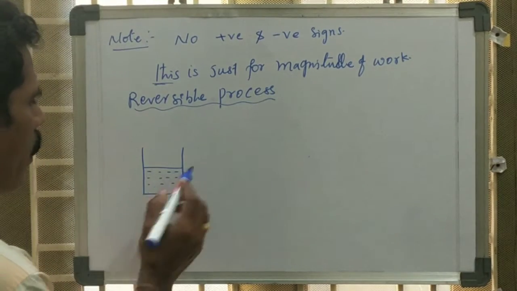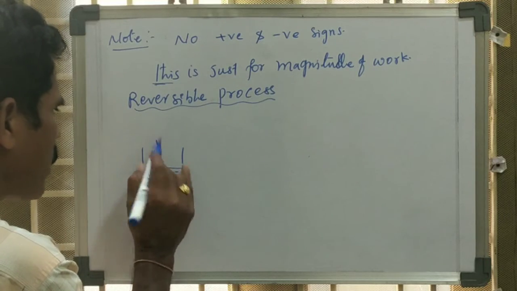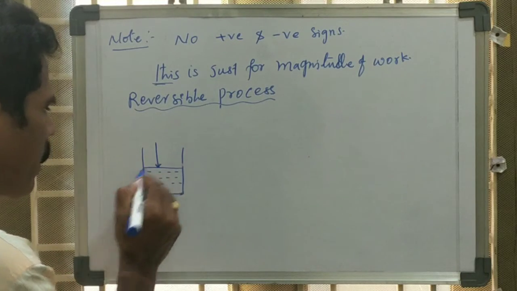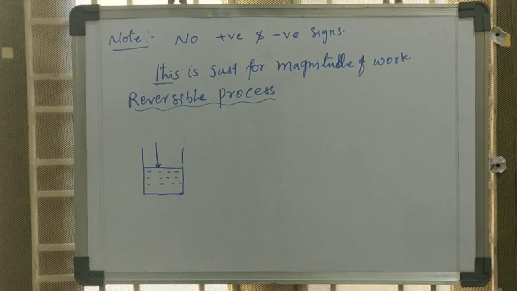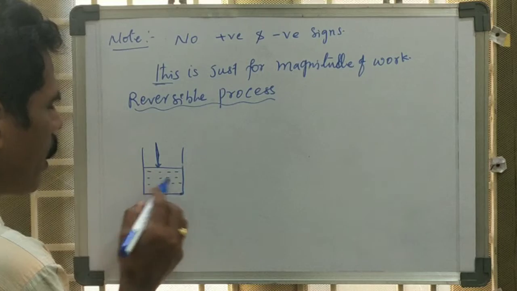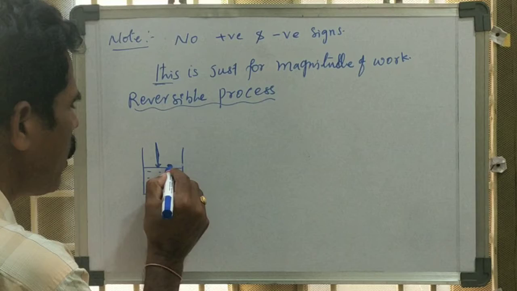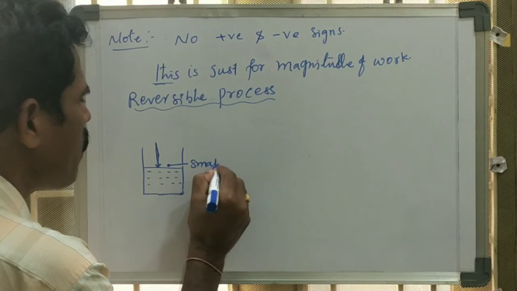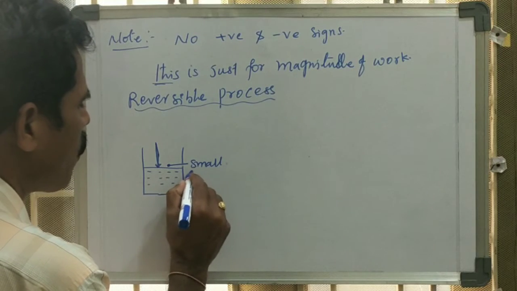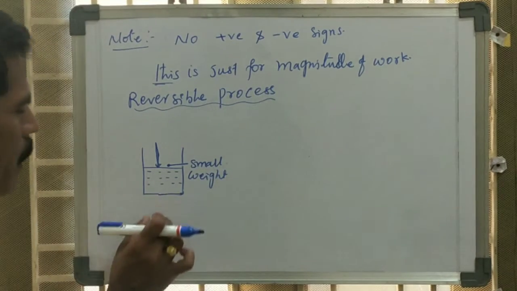Yellowish. Then see, here this is external pressure, which is exerted by the atmosphere, right? Then simply you have to keep a small stone here, a small weight. So step by step, this is the gas.